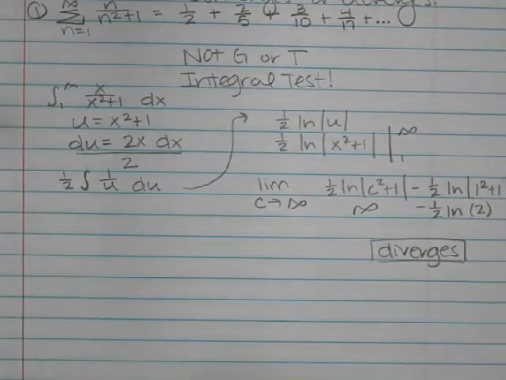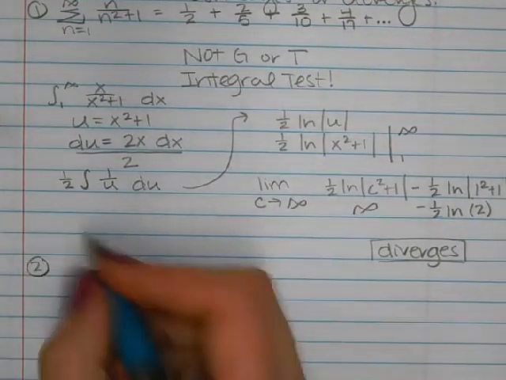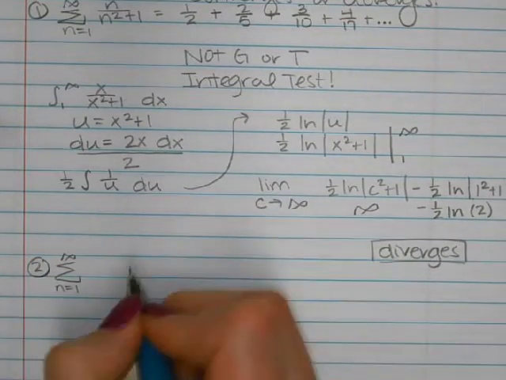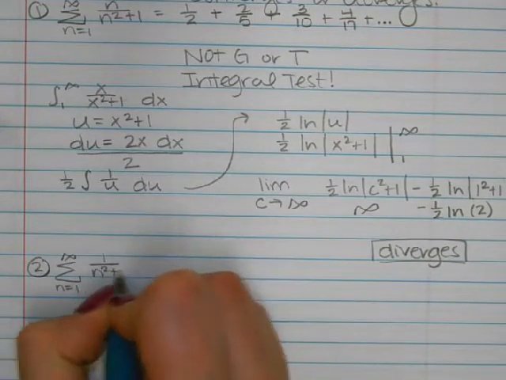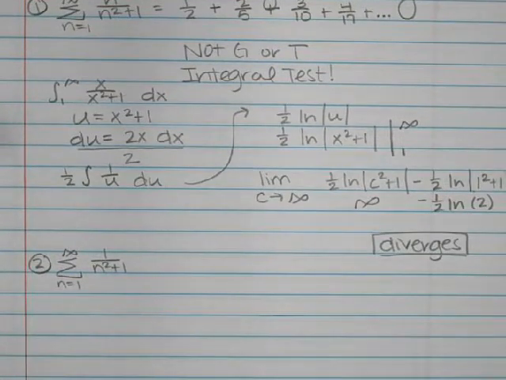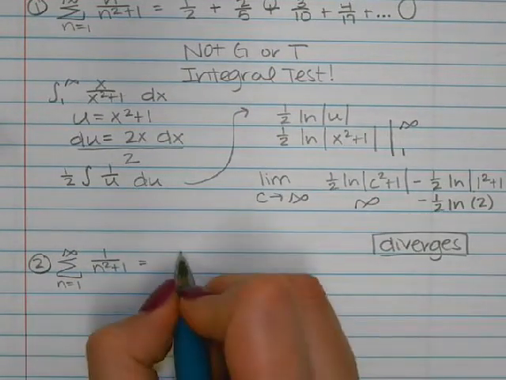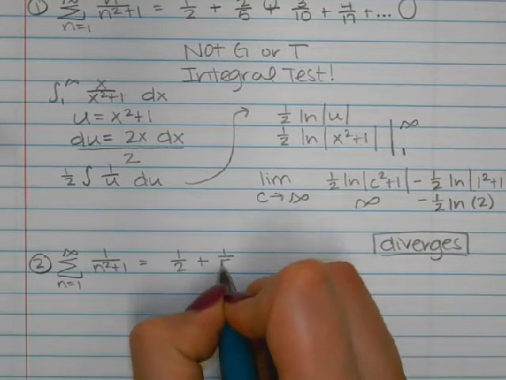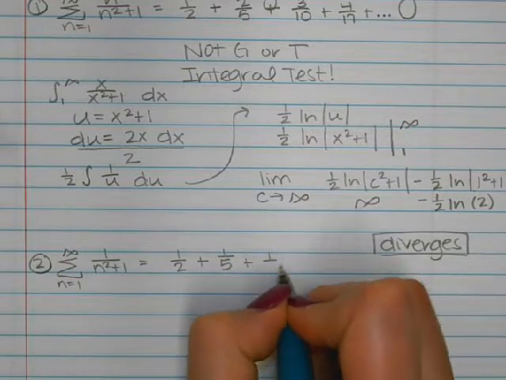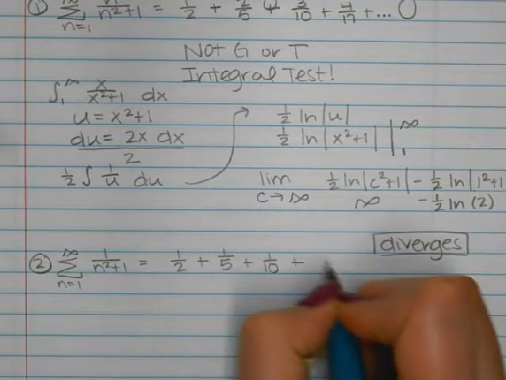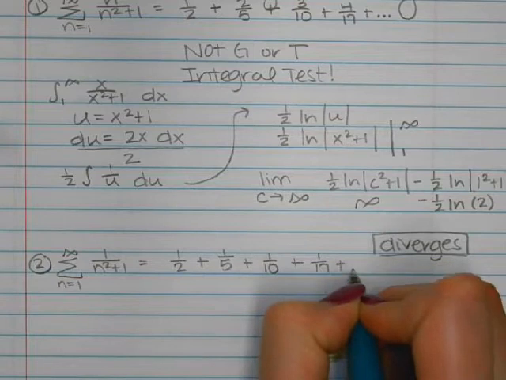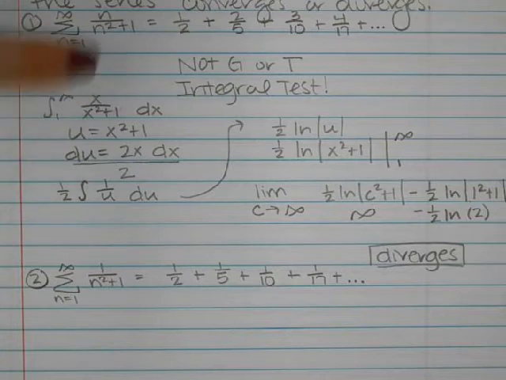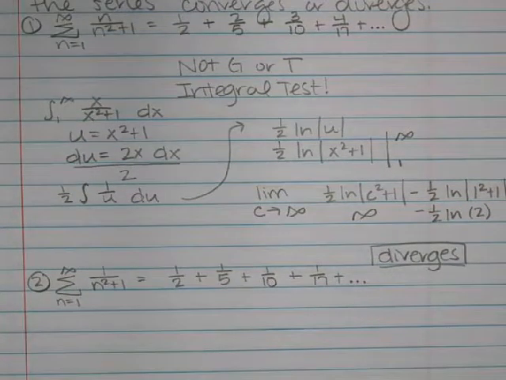All right, our second example is going to be to see whether the series 1 over n squared plus 1 converges or diverges. So if I look at this, the first term would be 1 over 2, the second term would be 1 over 5, the third term would be 1 over 10, the fourth term would be 1 over 17. So it's very similar to the last pattern that we have, we just don't have the n on top. So it's just 1 on top every time.